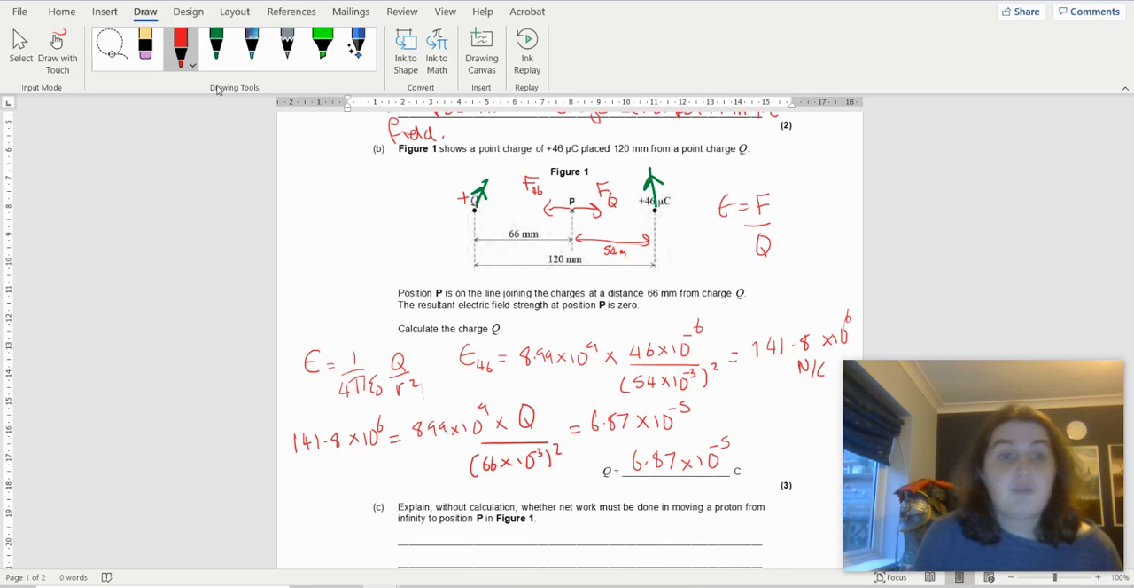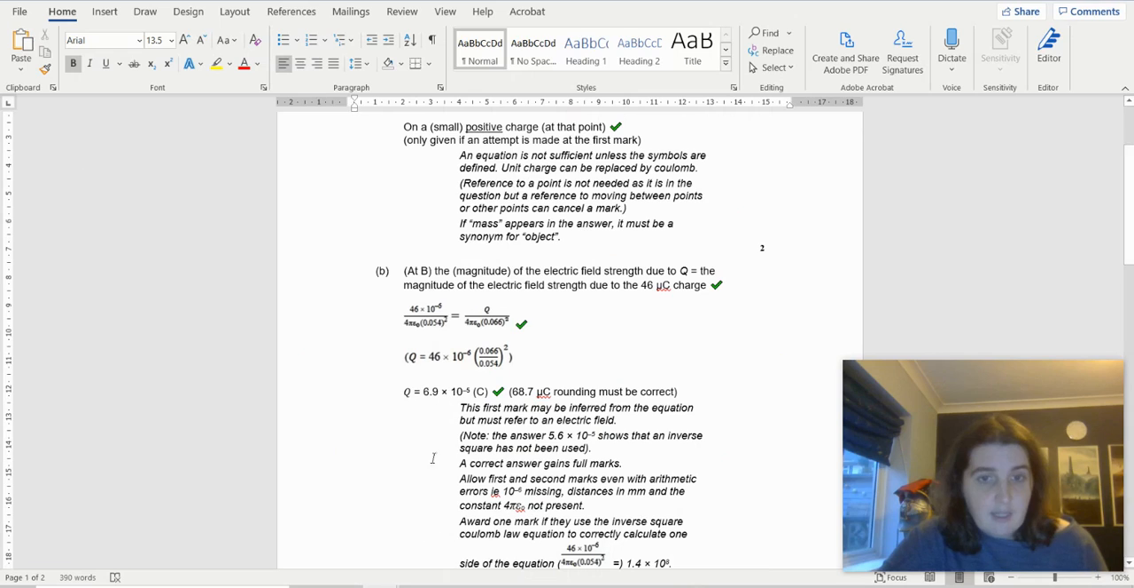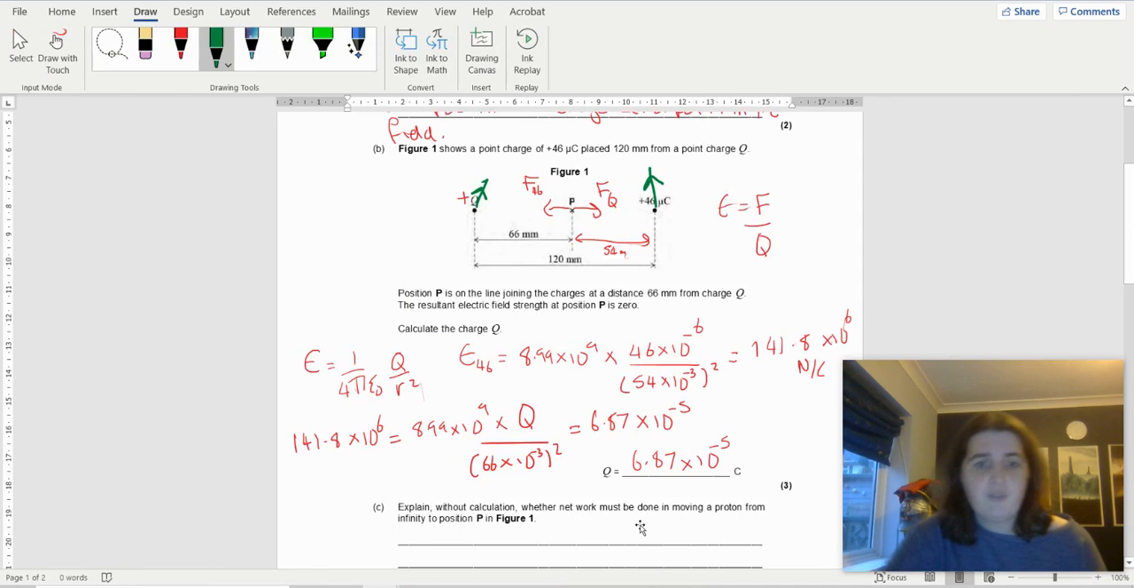Okay. So 3 marks. If you actually look at where the marks for this one are, you get 1 mark for realizing that the field strength due to Q is equal to the field strength due to the 46, 1 for doing the maths, 1 for the answer, okay? So the fact that I've clearly gone, cool, I've done that, even labelled it up here, set it equal here, and got the answer there, I would have got my 3 marks, okay?